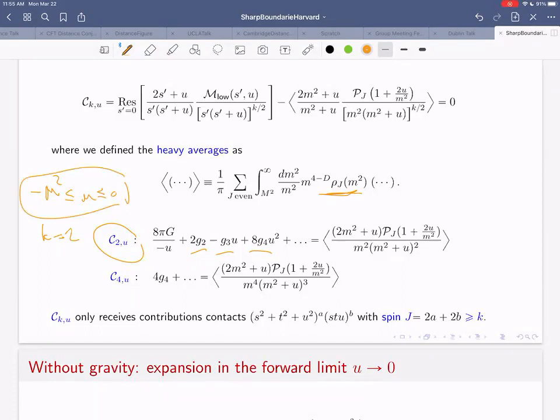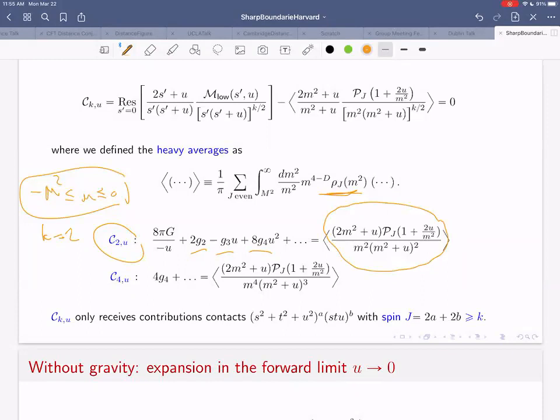So you fix u, and you have an expansion in terms of these low energy parameters equal to something that is written as a very precise combination of these polynomials weighted by u and m, where little m is summed over. And all you really know about these averages is that they're positive. Okay, is the logic clear?